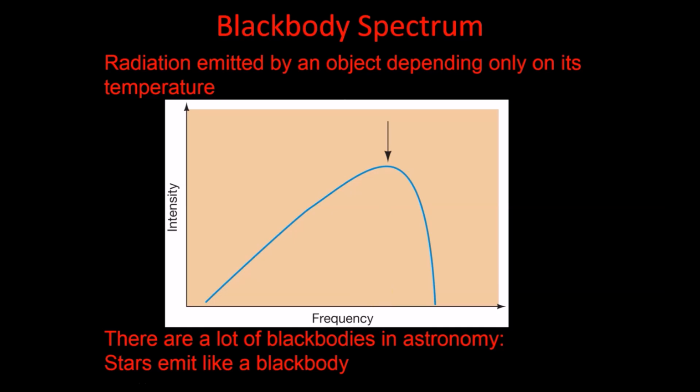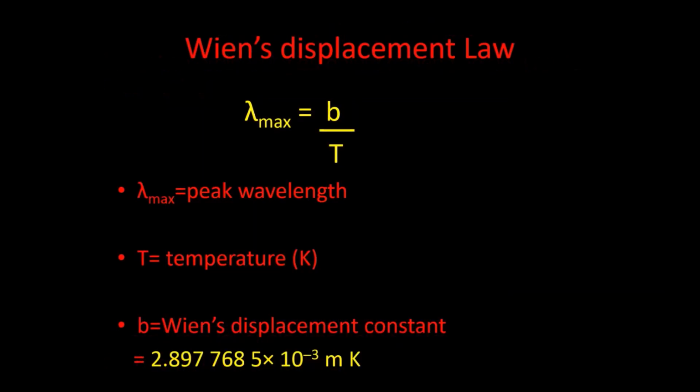But as I said, this is also very useful if we're hunting for people or we're trying to figure out whether someone is healthy or not. By looking at the peak wavelength coming from them, we can actually figure out what their temperature is just by looking at the light. And we can do that using something called Wien's displacement law.